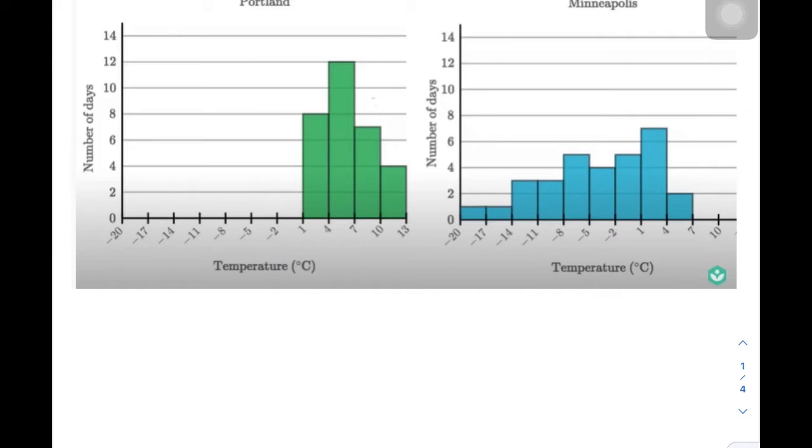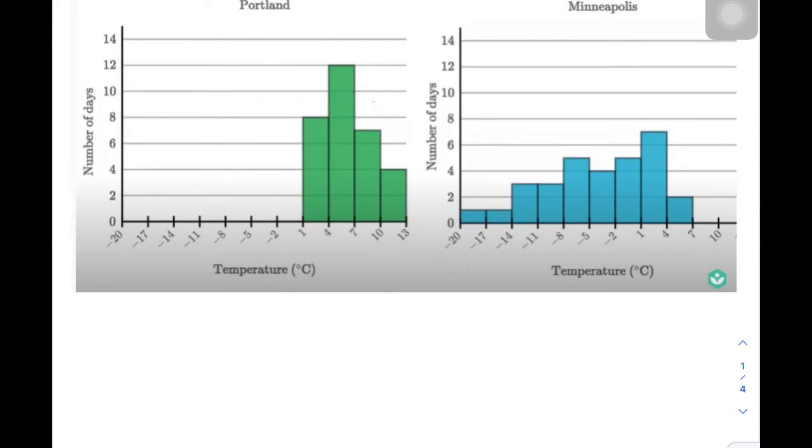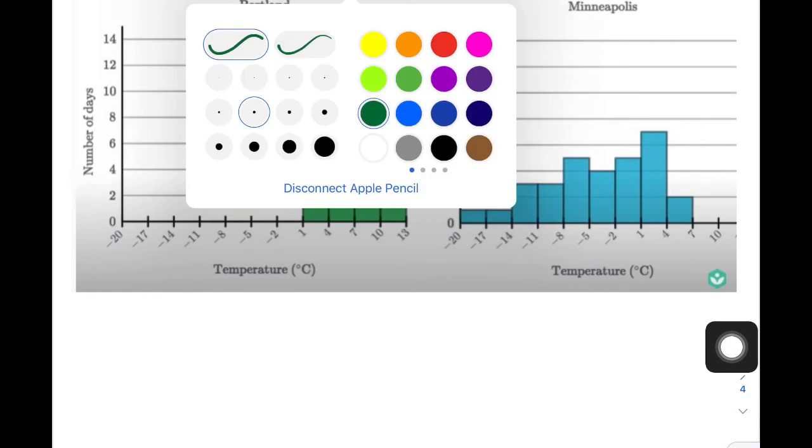In this picture, we have two different cities. We have Portland and Minneapolis, and we are looking at the temperature during the month of January. So this histogram shows us for Portland that we had 8 days where the temperature was between 1 degree and 4 degrees. And then we had 12 days where the temperature was between 4 and 7 degrees Celsius, and so on. And in Minneapolis over here, we can see that we had 1 day where it was between -20 and -17 degrees Celsius, and then so on. So pretty different distributions here.